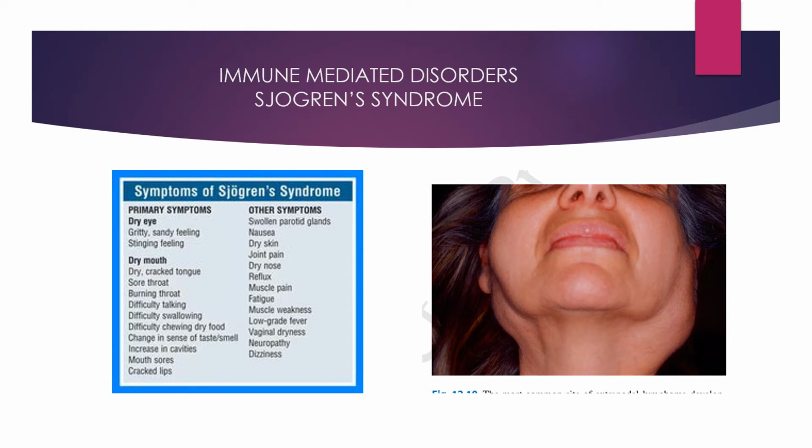So you can see there are many oral symptoms: dry, cracked tongue, sore throat, burning throat, difficulty talking, difficulty swallowing, difficulty chewing dry food, change in sense of taste and smell, increase in cavities, mouth sores, and cracked lips. And all of this really stems from the fact that there is a severe decrease or almost no saliva present in the mouth. So we are going to take a look at probably one of the more cardinal signs of Sjogren's, which is xerostomia.